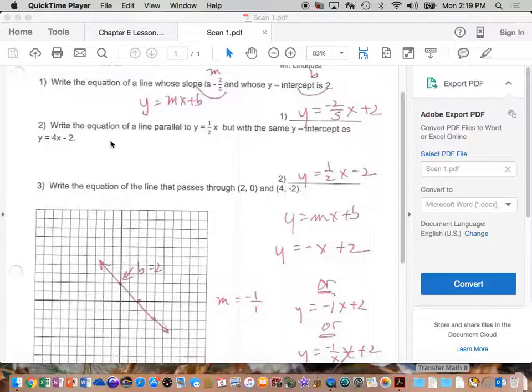It says write the equation of a line whose slope is negative 2/5 and whose y-intercept is 2. And that means I'm going to get y equals negative 2/5 x plus 2. The biggest mistake I saw in this question, not so much in this class, but in the other class, is kids forgot to put the x in there. They wrote y equals negative 2/5 plus 2.